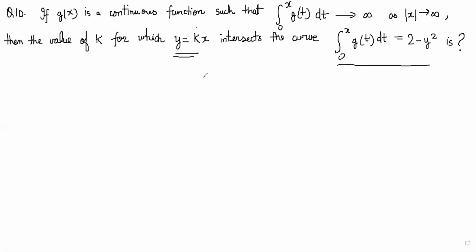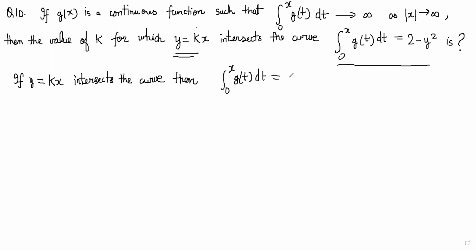The curve looks a little complicated, but basically solving the equation of the straight line with the curve will give you the point of intersection. So if it was a regular looking curve, what you would have done is you would have substituted kx in this, and that would have been the point of intersection, right? So let's try that. So if y is equal to kx intersects the curve, then you must have integral of 0 to x g(t) dt is equal to 2 minus k square x square, right?